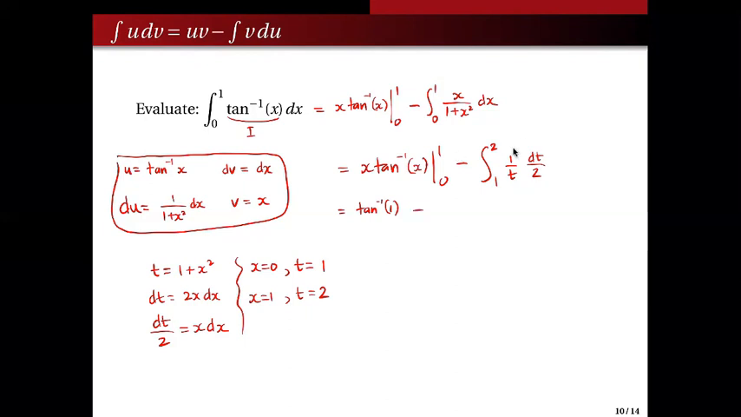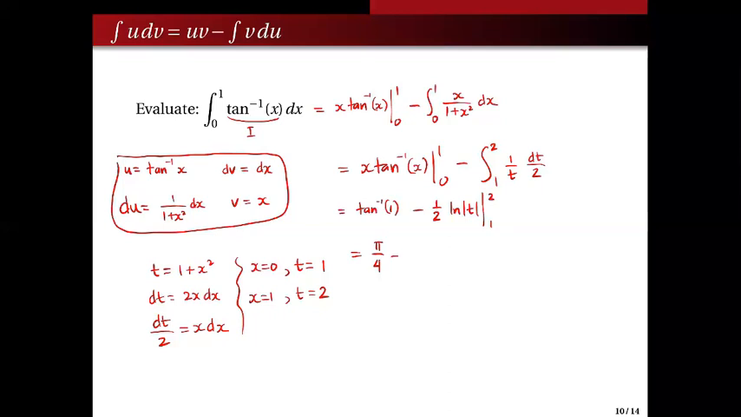On the other expression here, we have here 1/2. And then we integrate dt over t. That's just ln absolute value of t. We evaluate this from 1 up to 2. And this is equal to what? Please recall tangent inverse of 1. That's pi over 4. It's a special value, so I hope you remember that.